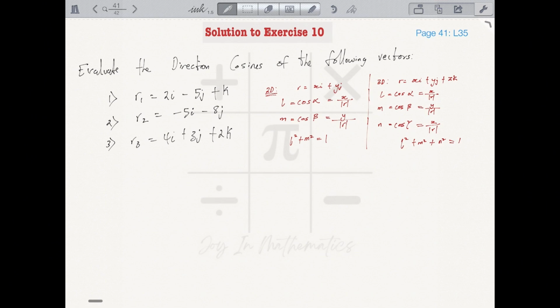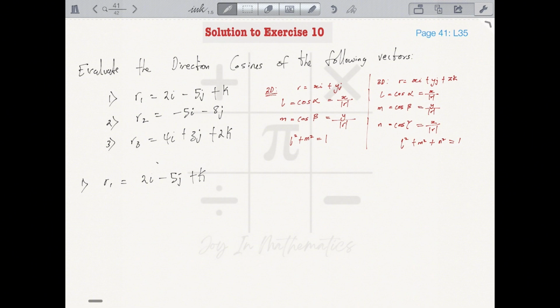Now let's solve the solution to exercise 10. We are asked to evaluate the direction cosine of three vectors r1, r2, and r3. So let's begin with r1. r1 is 2i minus 5j plus k, and we are asked to evaluate the direction cosine.